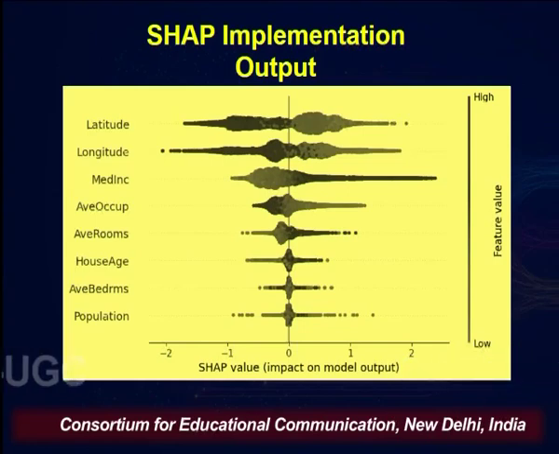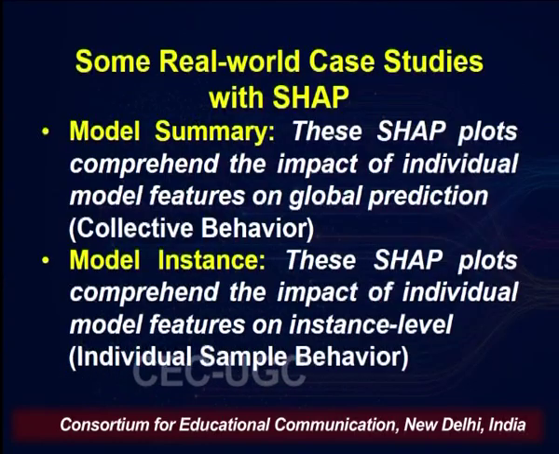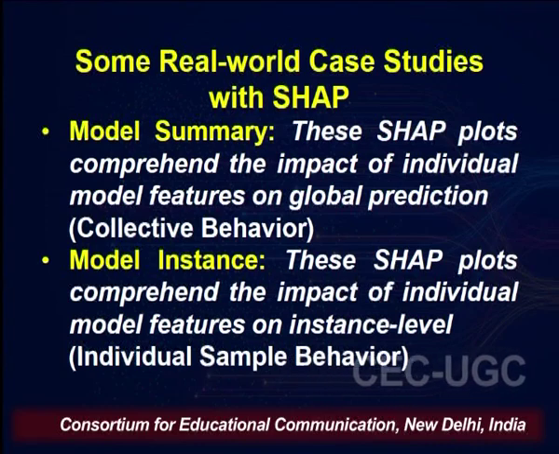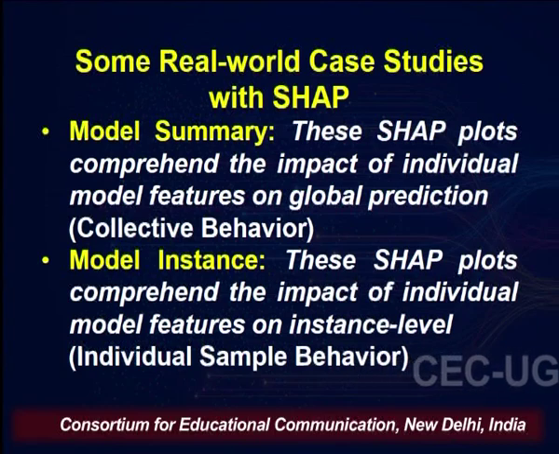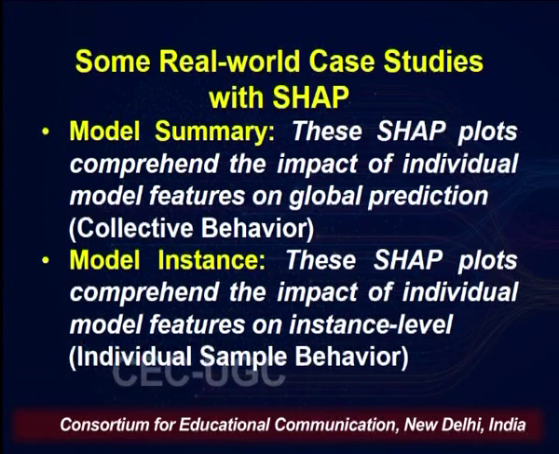Okay, let's move ahead. Now let's see some real world case studies with the SHAP model. As I told you just now, we have seen a summary plot. Similar to this, there are many other summary plots, and whenever we use these summary plots, it means that we are studying the model summary, or the collective behavior. These plots are there to comprehend the impact of individual model features on global prediction. So it's showcasing the collective behavior of the model.